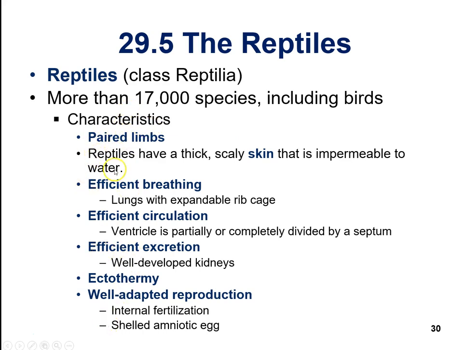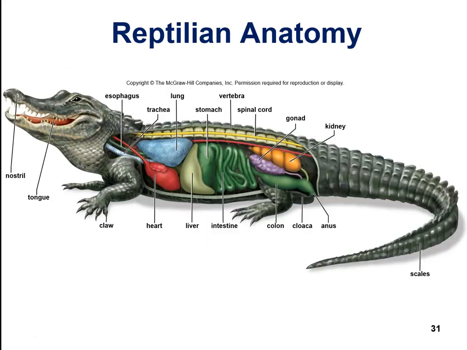Paired limbs. Reptiles have thick, scaly skin, not smooth, mucousy, moist skin like amphibians, okay? It's impermeable to water. They have efficient breathing, efficient circulation, efficient excretion. Again, they're ectothermic, cold-blooded, and they have well-adapted reproduction. They have internal fertilization, and they lay shelled amniotic eggs, right? If you have an amniotic egg, you have an advantage because that amniotic fluid protects the developing embryo and nourishes it.